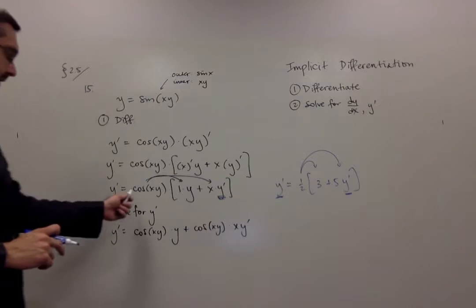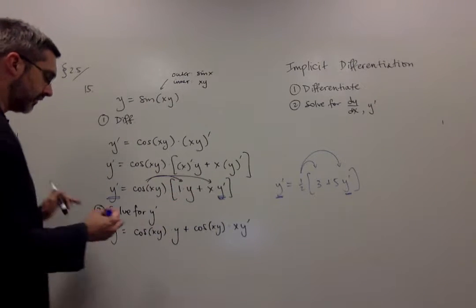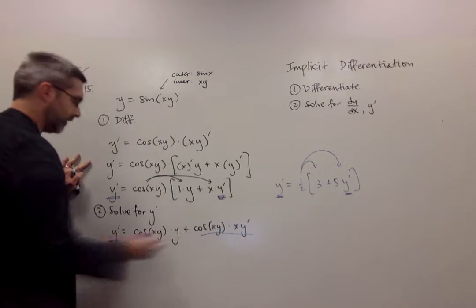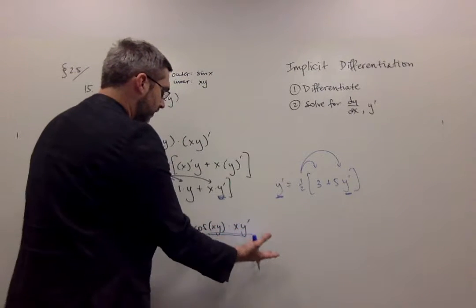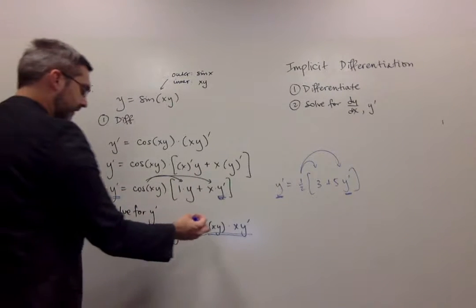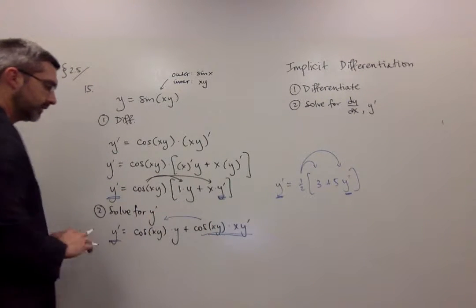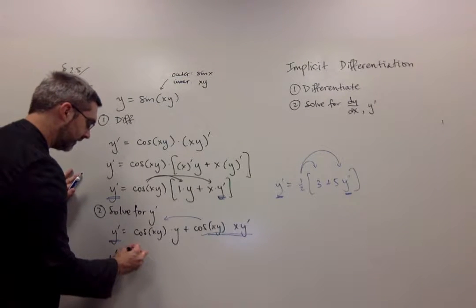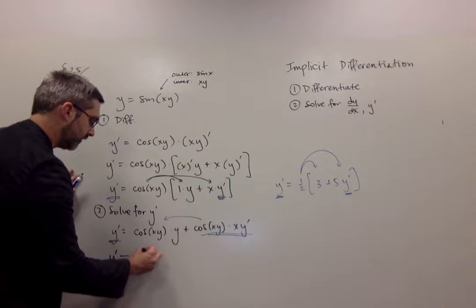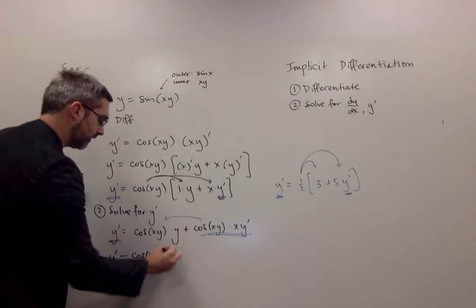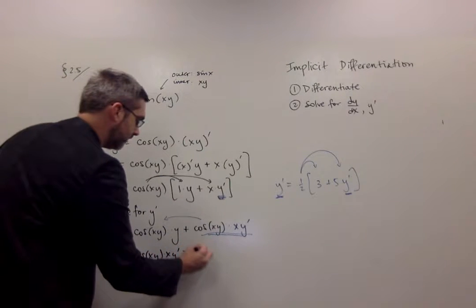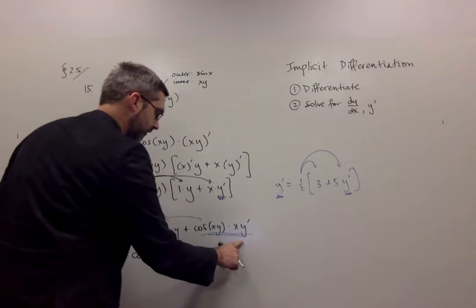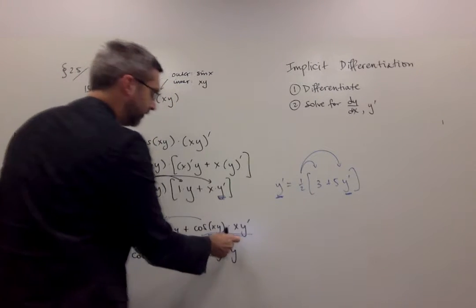Right? I just distributed that cosine of xy onto both of those terms. And now I've got a y prime term here and a y prime term here. So let's get all of the y prime terms on one side. I'm going to subtract this one over. So I'm going to get y prime minus cosine of xy times xy prime equals the other term here. Oops, there's no prime there. I need to be super careful of that.